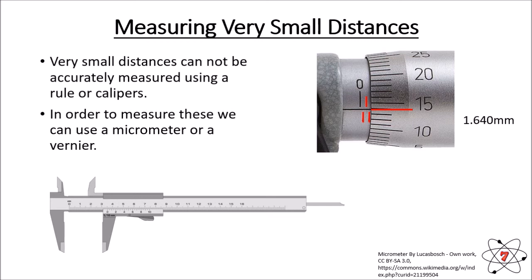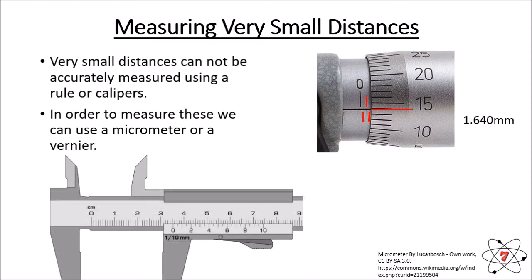So we add this all together and we end up with 1.640 millimeters. Each of the lines on the first part of the scale is worth 0.5 millimeter. Each of the lines on the second part of the scale is worth 0.01 millimeters. So it is an incredibly accurate measurement. It can be used to measure very, very, very small distances.